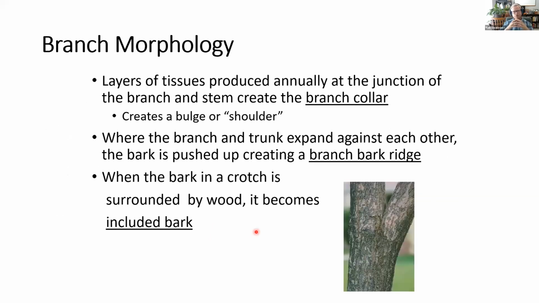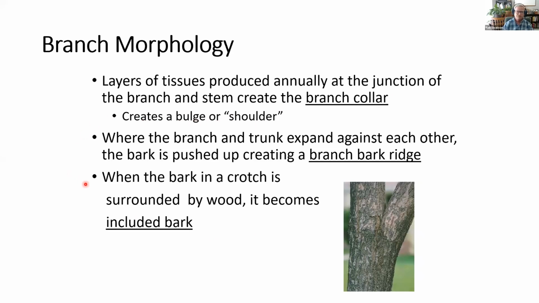Layers of tissue are produced annually at the junction. Remember, again, we have this sort of lateral development every year. It's going to get bigger. So we're going to have these layers of tissue that are going to overlap a little bit or bunch up some. It might create a branch collar. At least we hope it will produce a branch collar, which produces that sort of bulge or shoulder. As you have the stem tissue overlapping with the trunk tissue, you're going to have that little bulge area where the two tissues overlap each other.